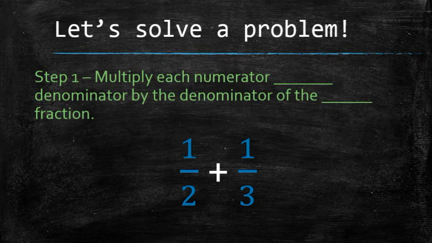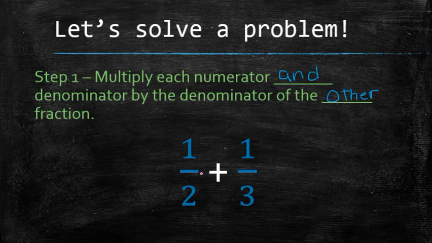So what do we do when we have denominators that aren't the same? Well, we multiply each numerator and denominator by the denominator of the other fraction. Okay, so I'm going to repeat that. We're going to multiply each numerator and denominator by the denominator of the other fraction. Let's change the color here so that I can show you easily how this is done.